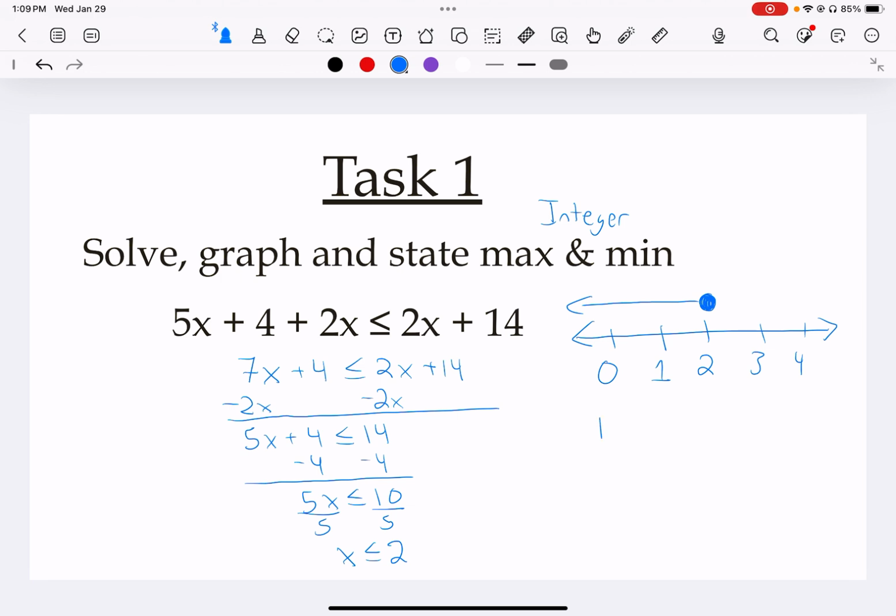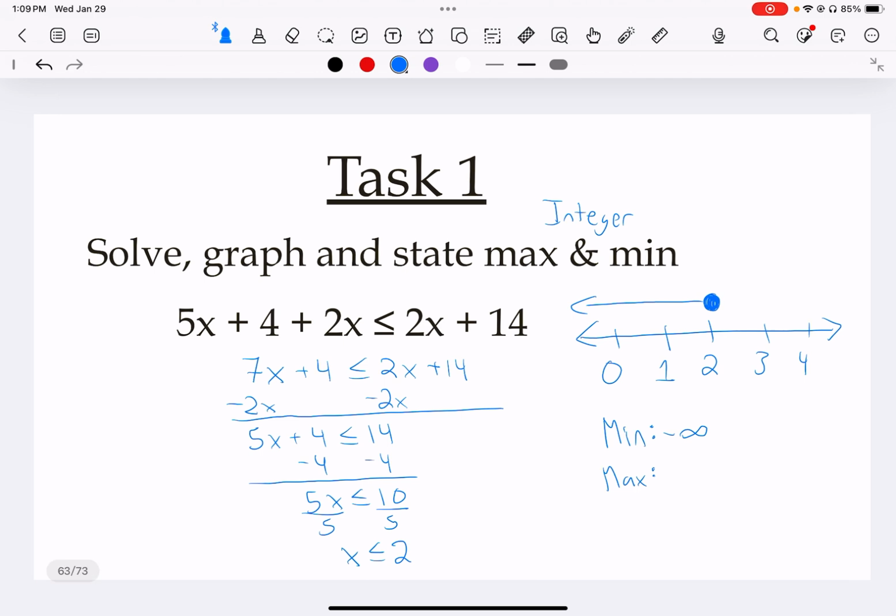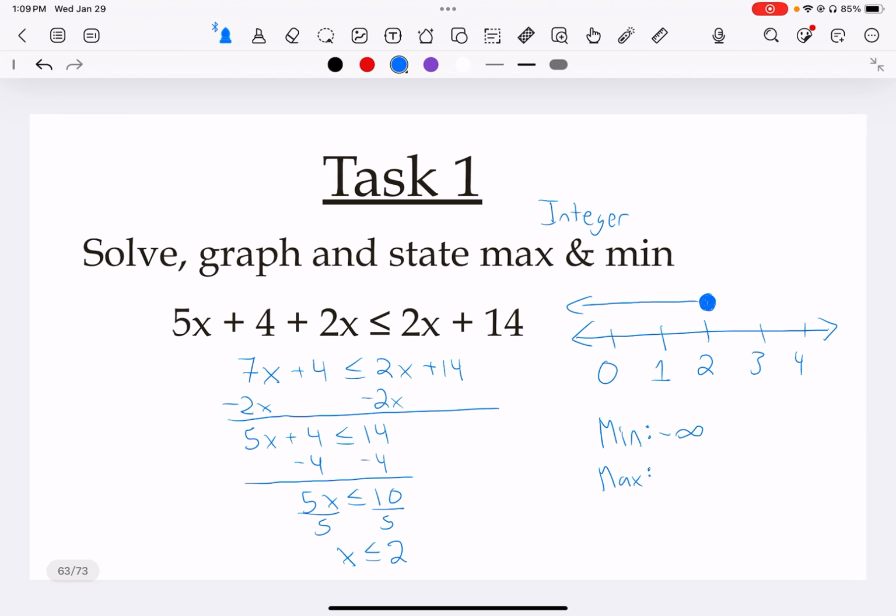Now, for my maximum and my minimum, the minimum means how far left can I go. So since I'm going continuously to the left, my minimum value would be negative infinity. And the maximum is how far right I can go. So since 2 is included, it's a closed circle, my maximum would be 2.